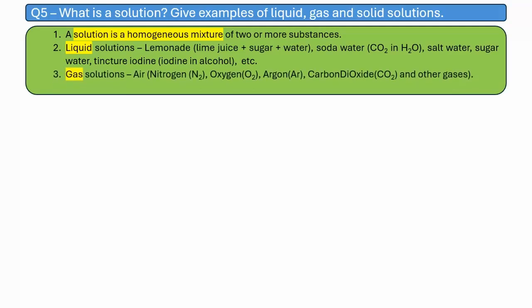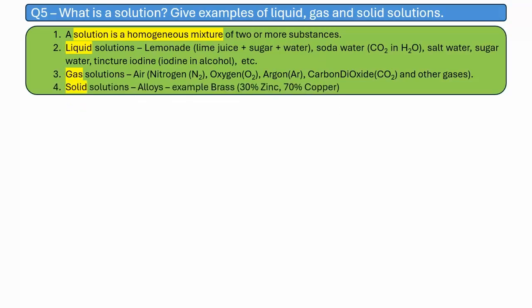What about gas solutions? A very good example of a gas solution is our air. Our air has a large amount of nitrogen, and it has a little amount of oxygen. Anyway, it has oxygen, it has argon, and it has carbon dioxide, and a small amount of other gases. So mostly it's made of nitrogen and oxygen: 70% nitrogen and 29% oxygen, and other gases are lesser in percentage.